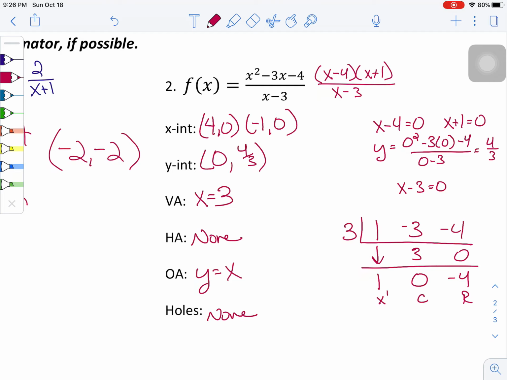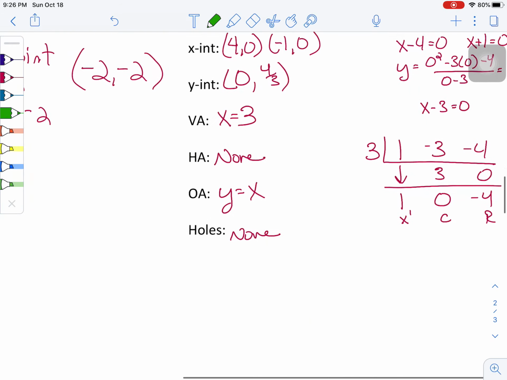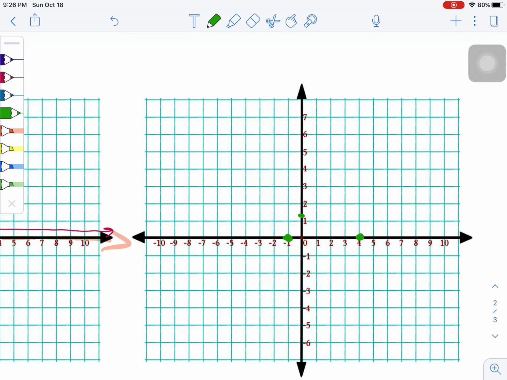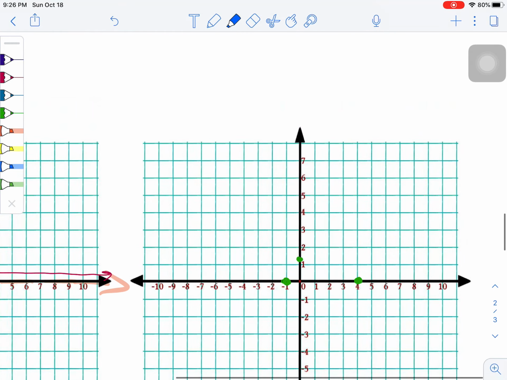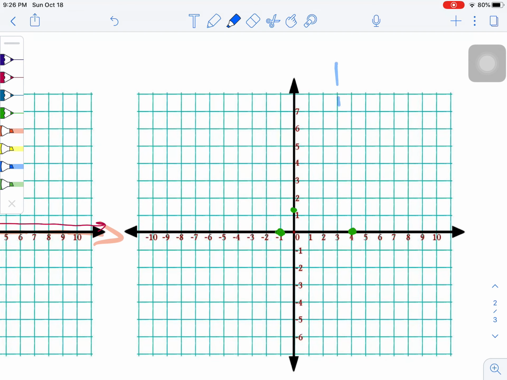All right, lots of information to get on the graph. Let's go ahead and slide on down and start graphing this. So 4 and negative 1 are my x-intercepts. So positive 4 here, negative 1 here. 0, 4/3. It's a little bit greater than 1. And I had a vertical asymptote. I'm going to go ahead and put that in blue, but I want to narrow down the line. Vertical asymptote was at x is equal to 3. And I had the other asymptote. In this case, that is oblique. Oblique asymptote is y is equal to x.